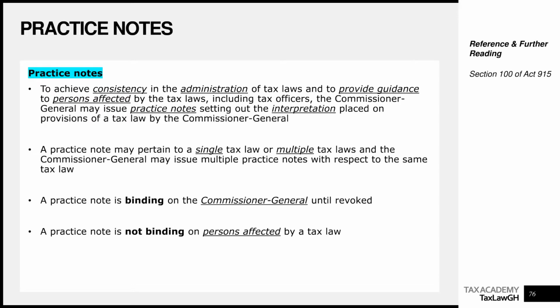Key takeaway point here is that a practice note is binding on the Commissioner General until he revokes it, until he calls the document back, until he comes out to say, I said this myself, it no longer applies. So remember, it's binding on the Commissioner General. A practice note is not binding on persons affected by the tax law. So if the Commissioner General issues a practice note and he says you should do something in a particular way, it is binding on him. You can hold him for his word. That's what this provision means. Binding on him means you can hold him by his word and say, you said this, so I'm holding you by your word. But it doesn't bind you, the taxpayer, because you are just a mere reader.